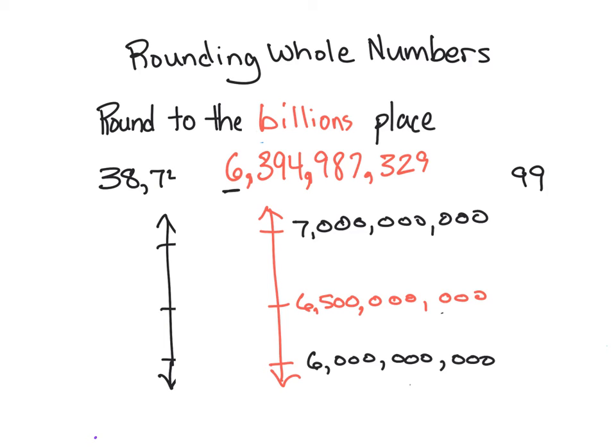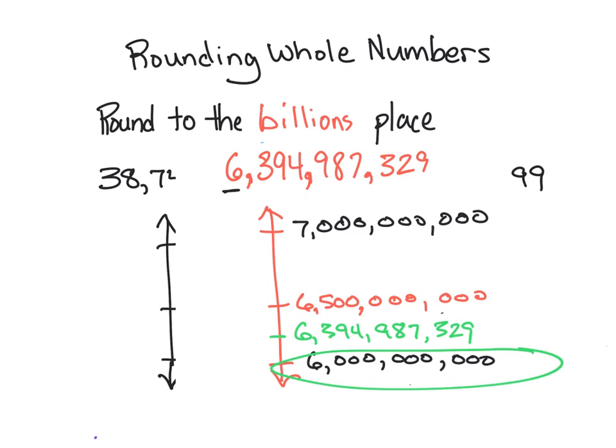So now when we go to plug the actual number in, 6,394,987,329, we can determine that it is smaller than 6,500 million. So we plug it in. And we can see that this would round to 6 billion.